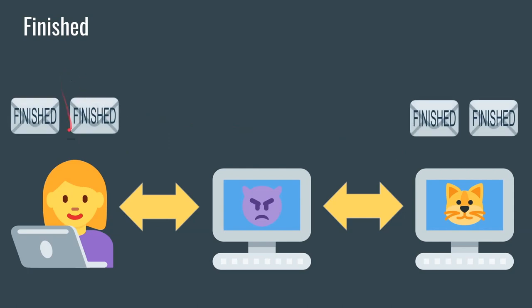So for example, the client over here will compute the PRF value using the server finished label. The server will use the client finished label. They'll check that the value they just computed matches the value they received from the other side. If everything matches up, we're ready to start encrypting our application data.